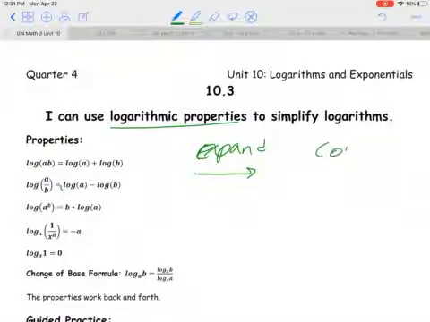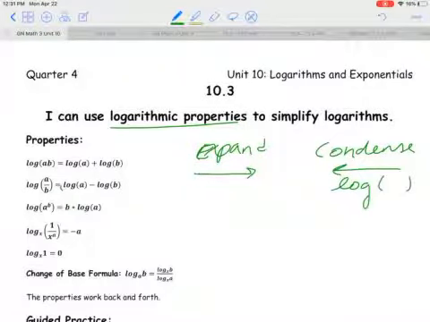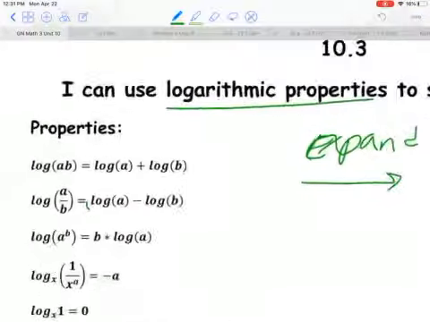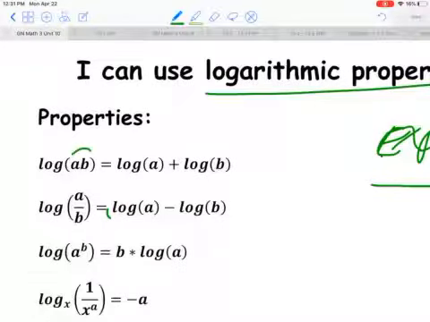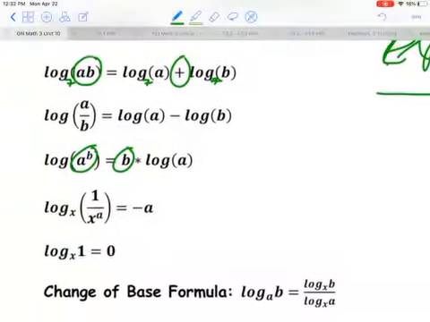If you are asked to condense something, then you're moving from the right to the left, and you're trying to get down to one log term. So with all of these, multiplying can become adding as long as you add an extra log. They just have to have the same base. Like if this is all base 7, that's the only way you can do it. If one of those is a different base, you can't do it. Division becomes multiplying. Exponents move the number in front.